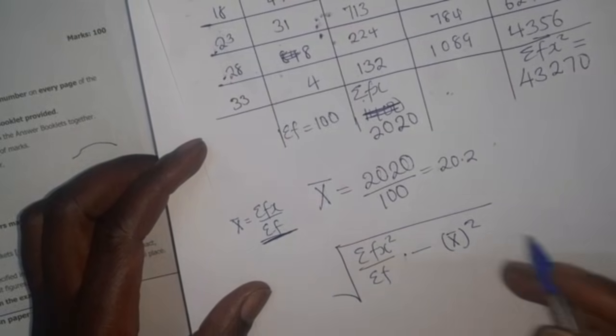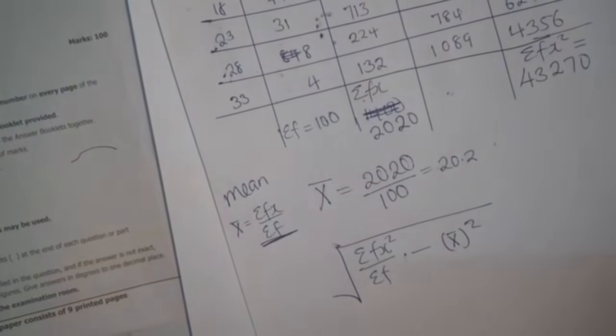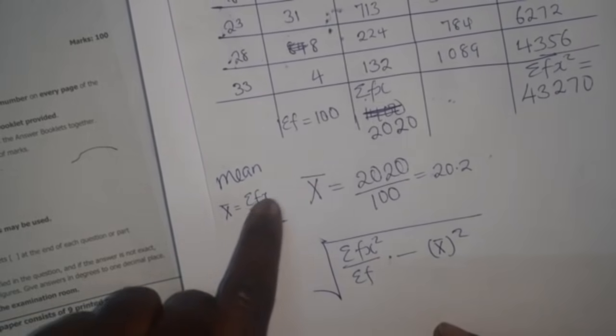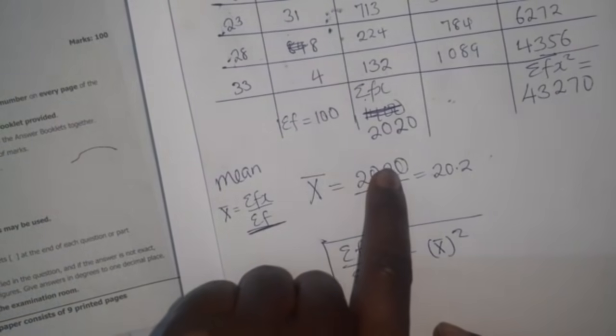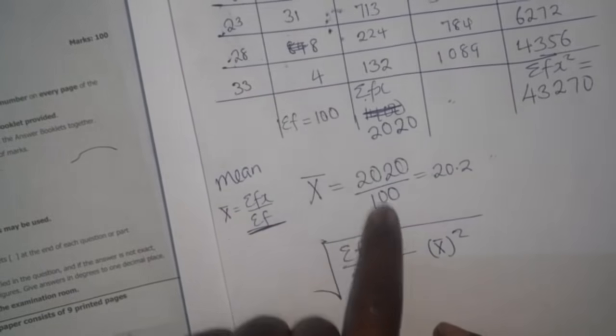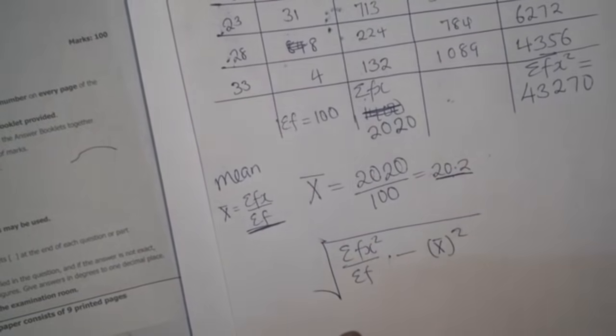okay? X bar is the mean. X bar is the same as the mean. So summation of fx, when we total these, what do you get? 2020, divided by the summation of the frequency, which is 100. What do you get? This is what you are going to get.